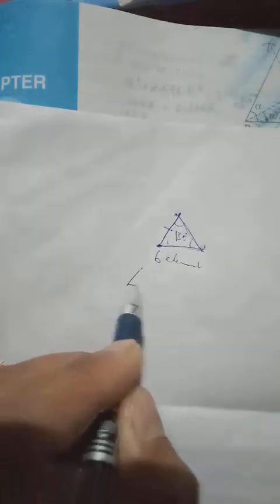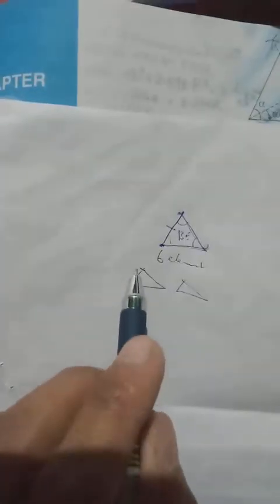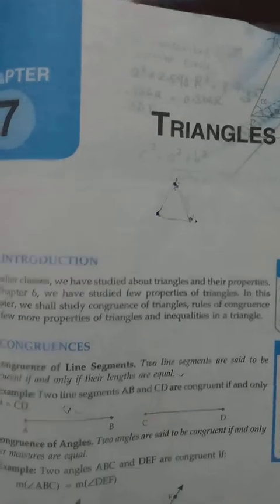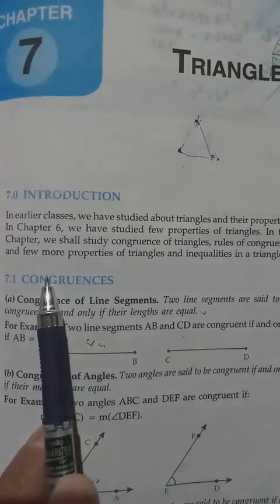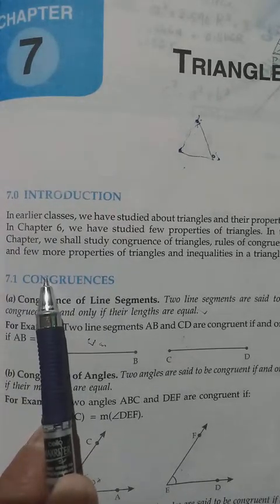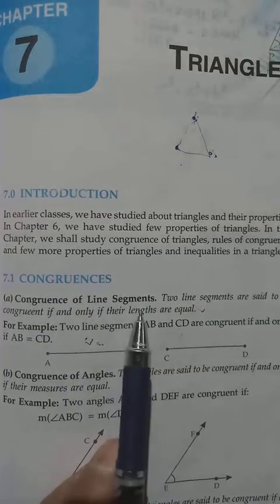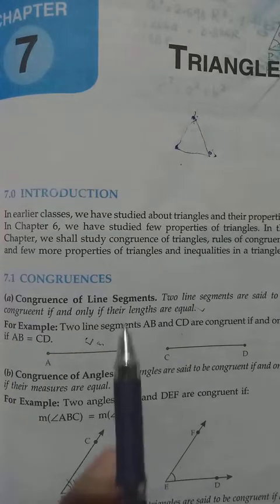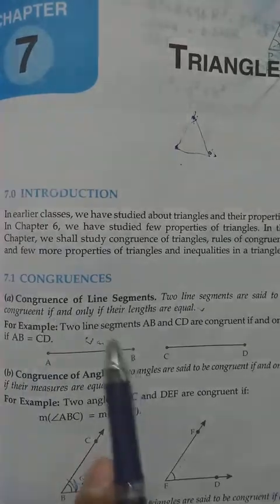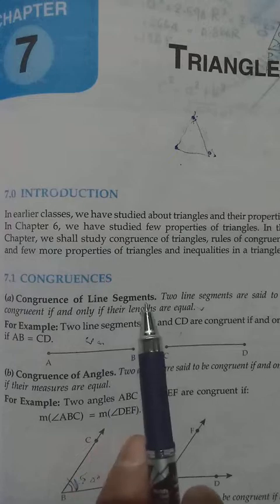So now let us try to compare the triangles, to see what kind of triangles they are. Before we start that, we are likely to come across this term, congruence. Congruence means equal in everything. When I say equal in everything, I mean equal in the length of their sides, and also equal in angles. So for that, let's see first for line segments.